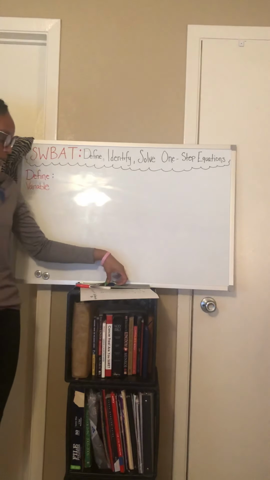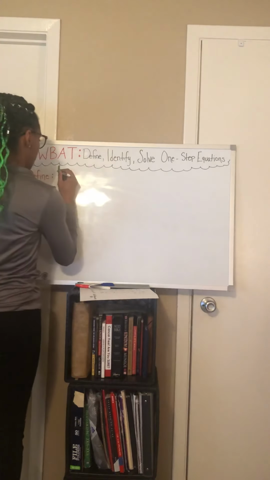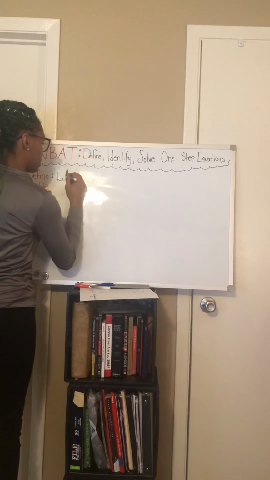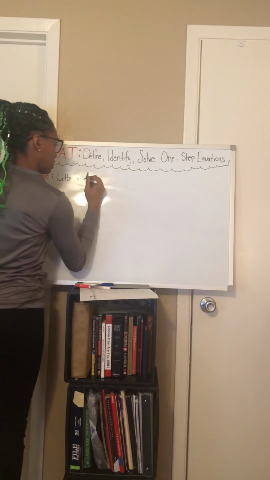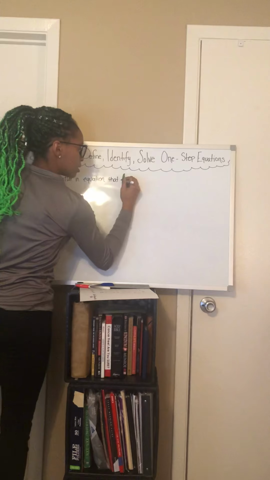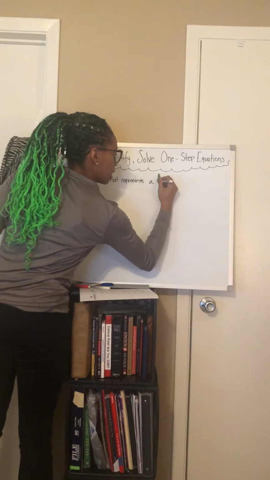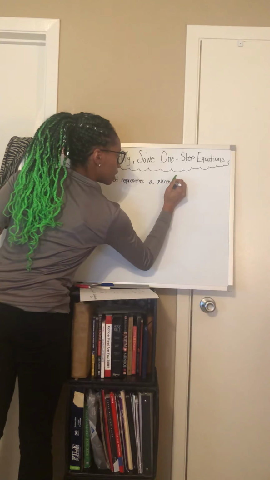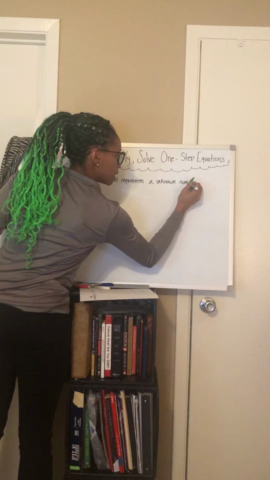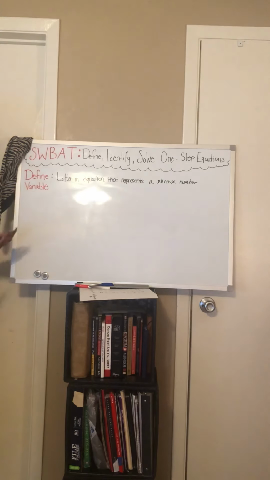So who in the room can tell me what a variable is? Yes, Emily. Right, it's a letter in an equation that represents an unknown number in the equation. And we say unknown because it is a letter and we don't know what the numerical value is.